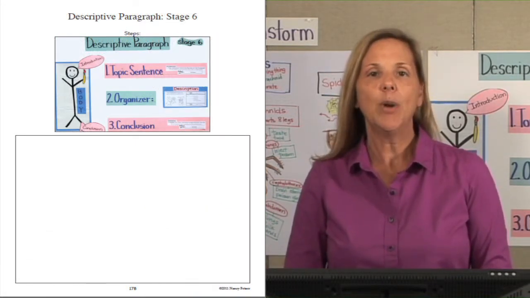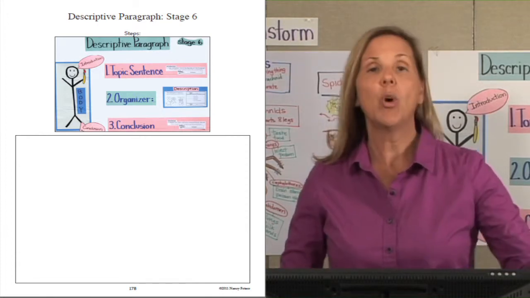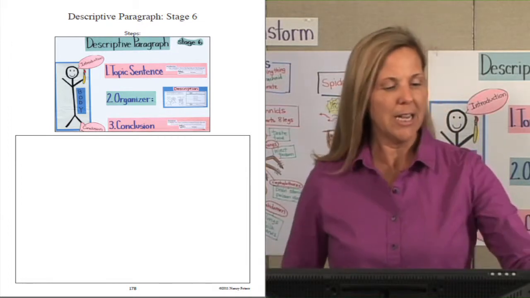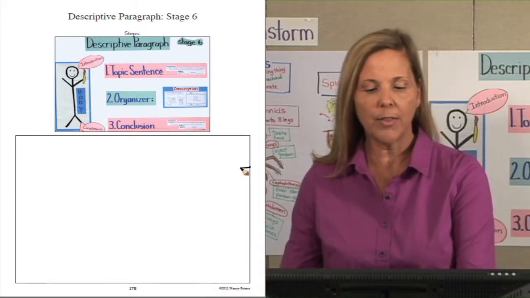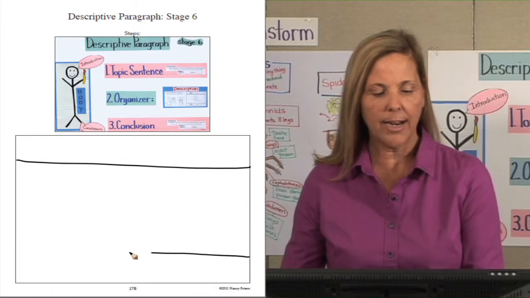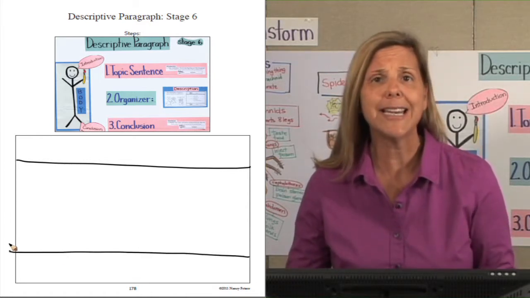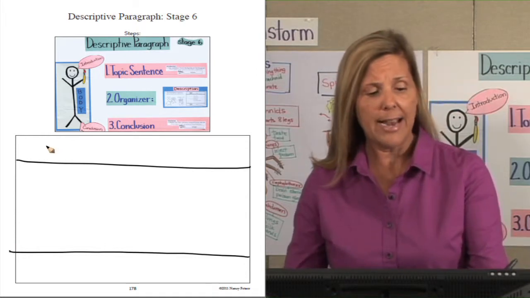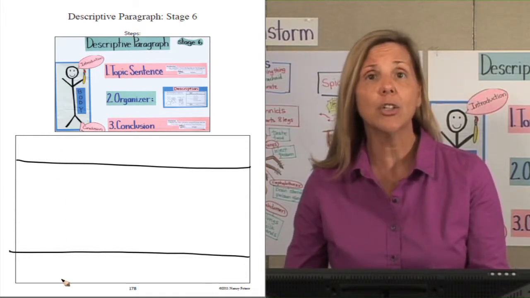On page 178, we have our blank piece of paper. What do we need to have in a descriptive paragraph? Introduction, body, and a conclusion. So we will draw a line on the top and draw a line on the bottom. This is so easy. It's just like the organizer that we learned in stage 5. It has an introduction, a body, and a conclusion.